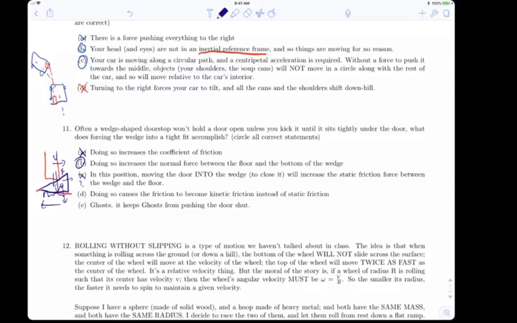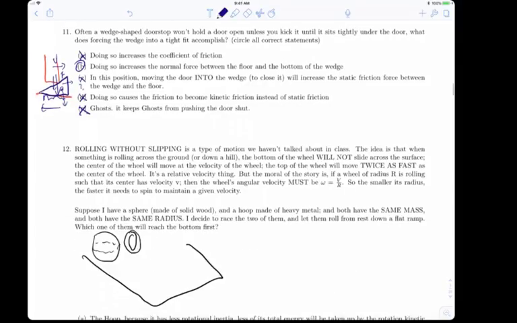Question mark. Doing so causes the friction to become kinetic friction instead of static friction. No, that's not what it does. Ghosts, it keeps ghosts from pushing the door shut. That's false. Ghosts don't care about doors. Okay, rolling without slipping. Hey, it's that question we were talking about earlier in the tutorial.